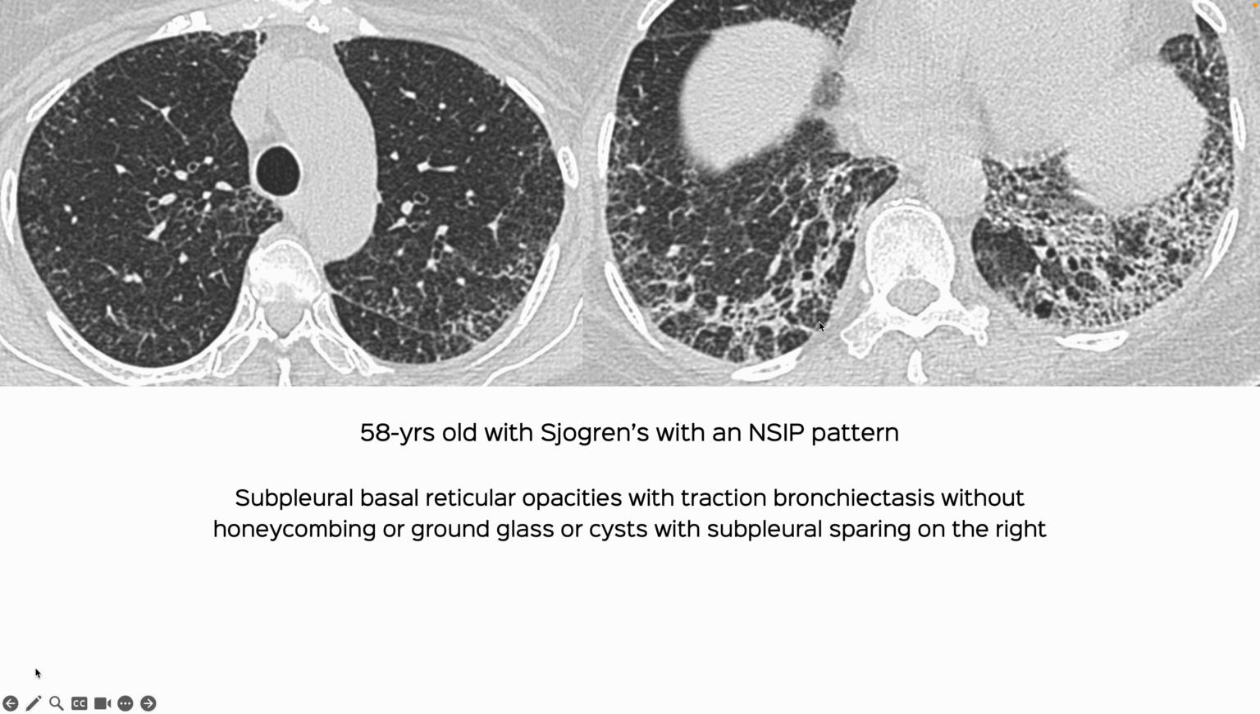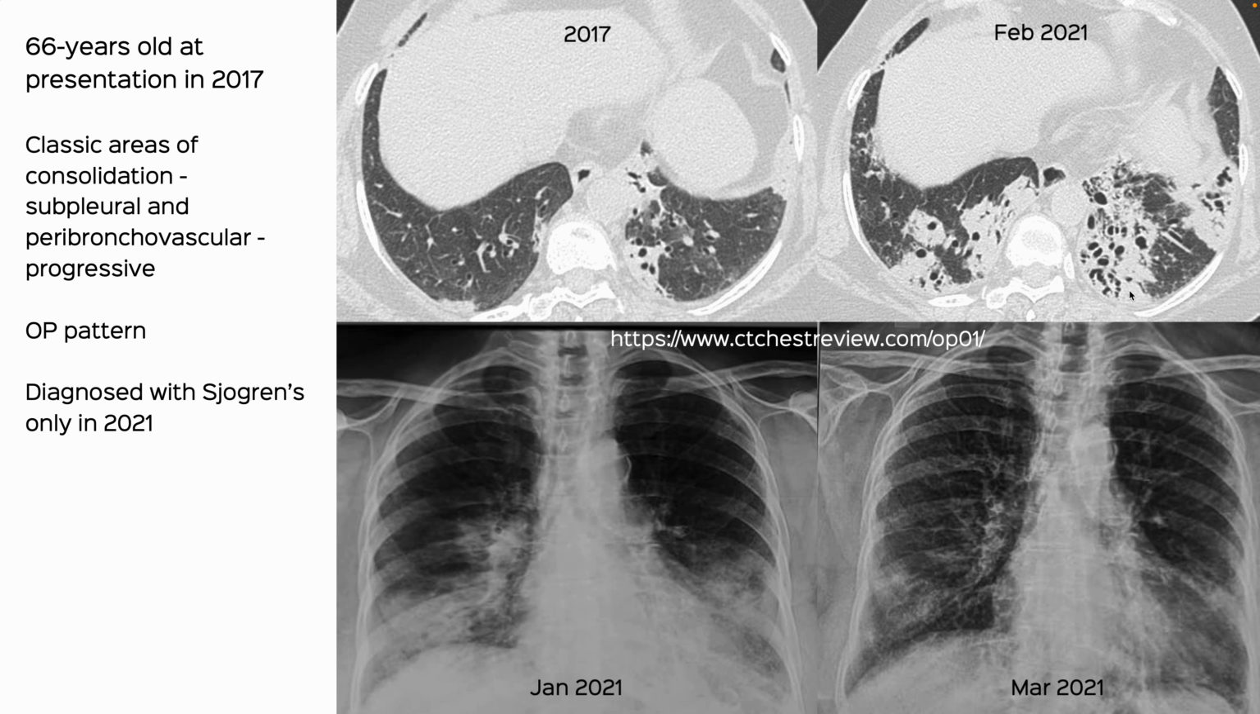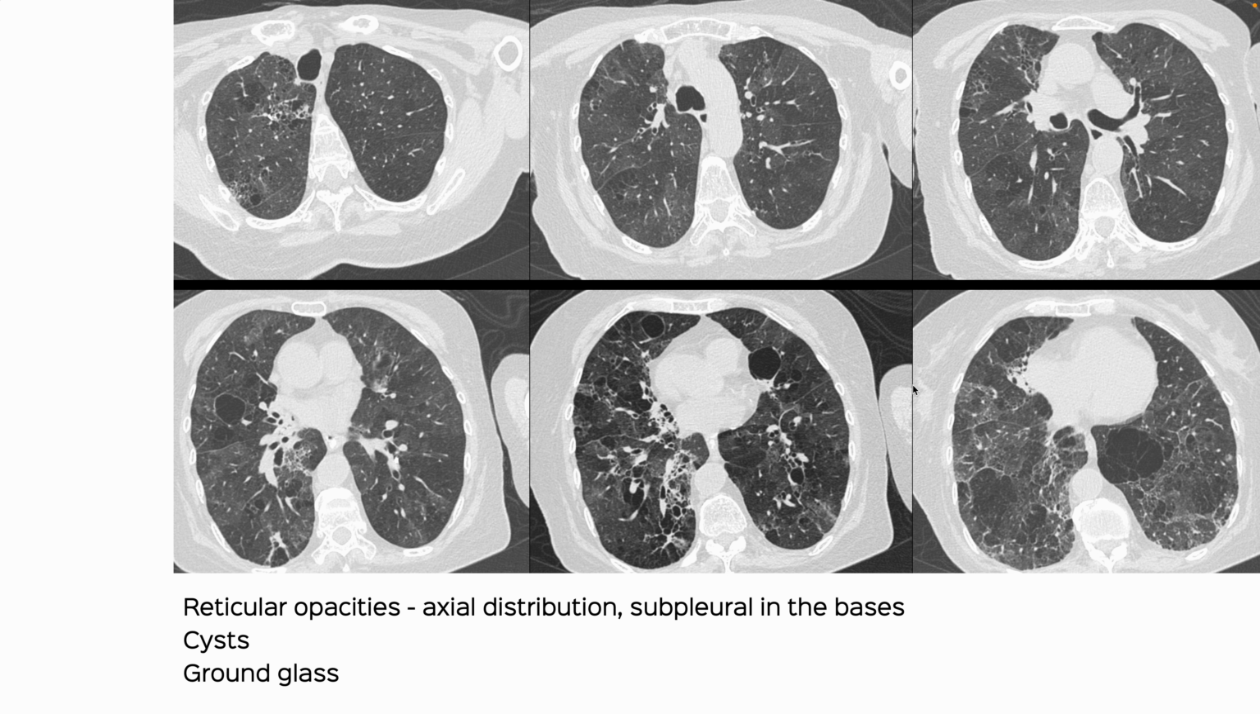This is an NSIP pattern, reticular opacity, subpleural sparing on the right, traction bronchiectasis, no honeycombing, and no ground glass. This is an organizing pneumonia pattern. This patient presented in 2017. We didn't have a diagnosis, came back after the COVID pandemic with progression. I biopsied it. It didn't show malignancy. One of the things was to rule out lymphoma, and then was diagnosed to have Sjogren's, and the patient improved with treatment and you can track it on the radiographs. I wrote this up. It was one of the first cases that I did about when we started the site.